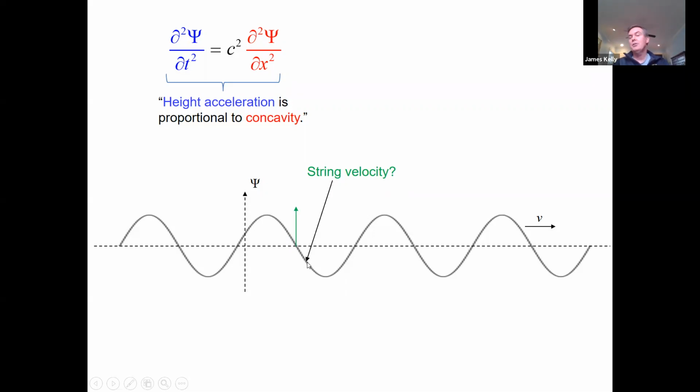How about this position that's a little bit below it, not quite to the bottom trough there? What do you think about the string velocity there? Somebody else was volunteering before. Tell me what you think about that. Up, down, or staying constant? It's also moving up. Do you have any way of reasoning whether it's moving up faster, slower, or the same rate as this one right here?